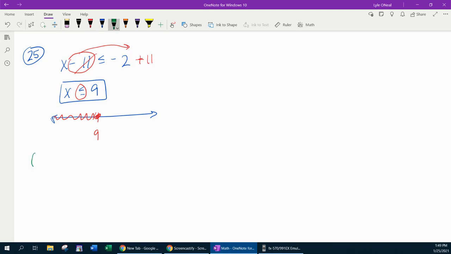So where does the shading start on the left? Well, it starts at negative infinity. Remember, if you shade all the way to the left, you're going to negative infinity. And the shading stops at 9, and we have a bracket because that corresponds to a solid dot, which corresponds to the less than or equal to, the fact that we have the equal to part. And there's your interval notation.